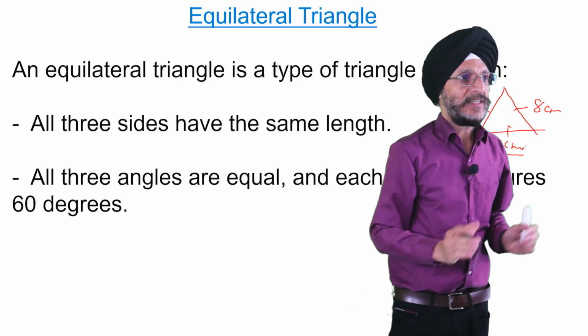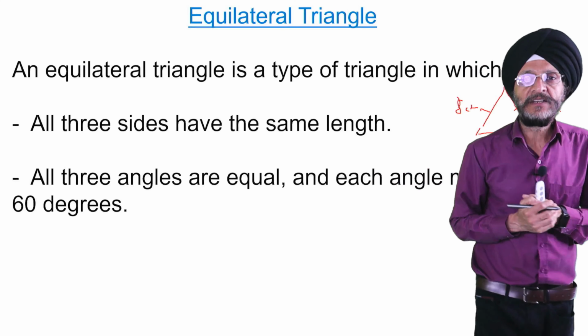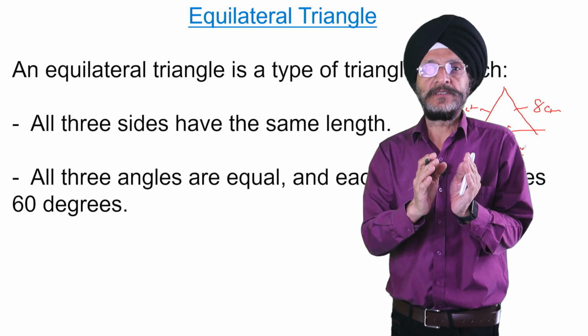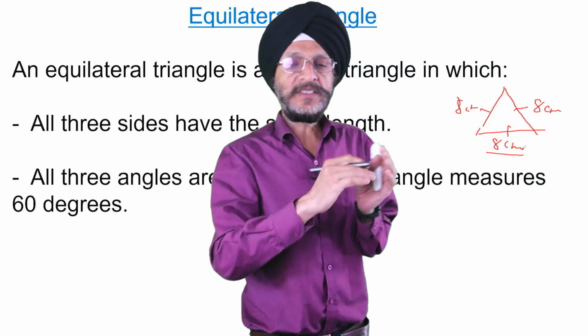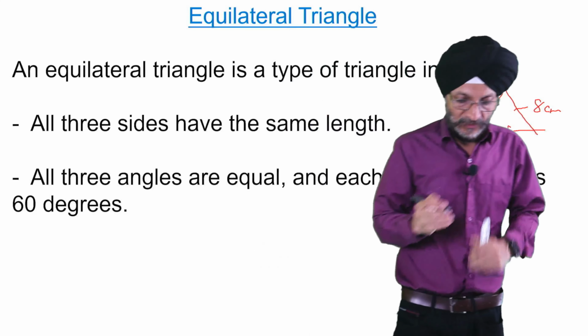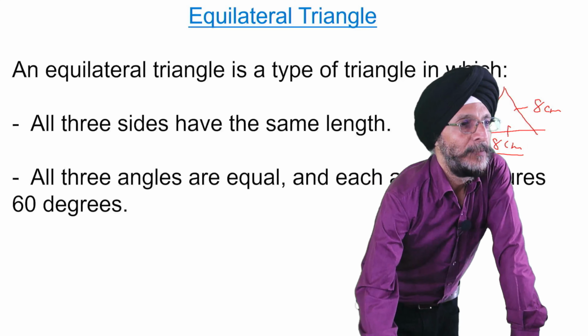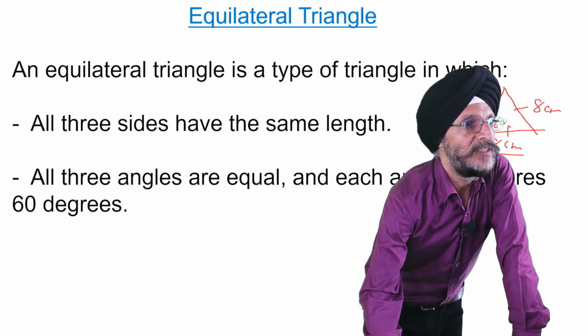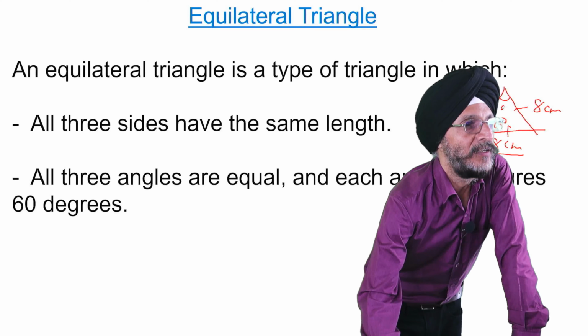Now another characteristic of an equilateral triangle is that all the angles inside the triangle are equal, and each angle measures 60 degrees. All the angles are 60-degree angles.